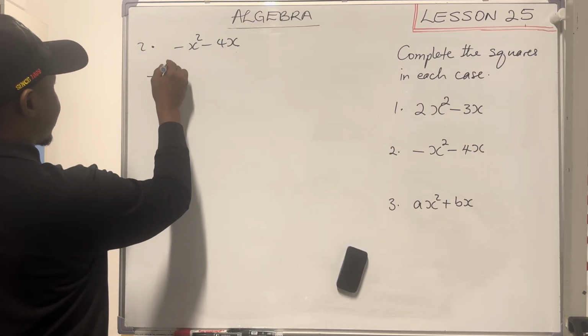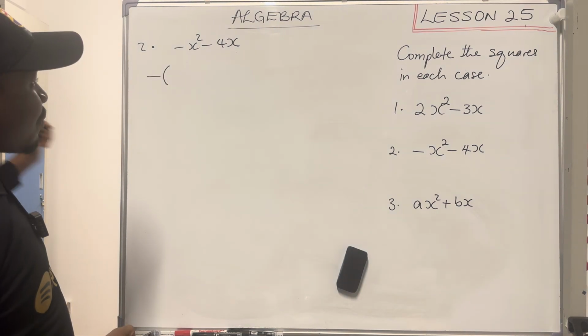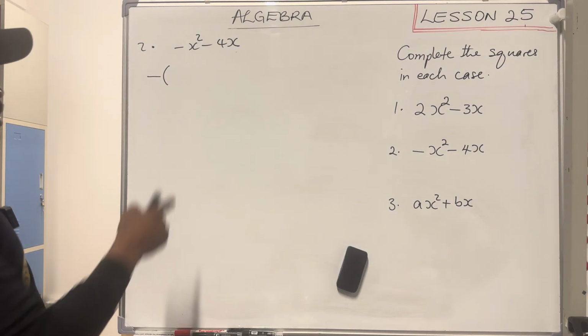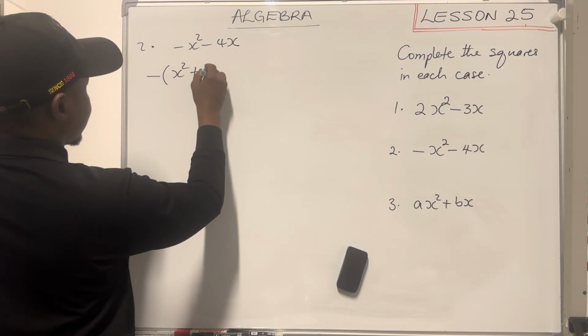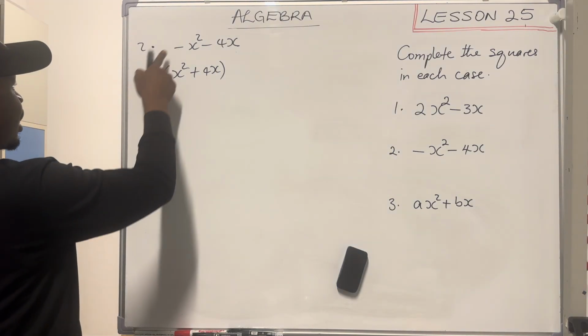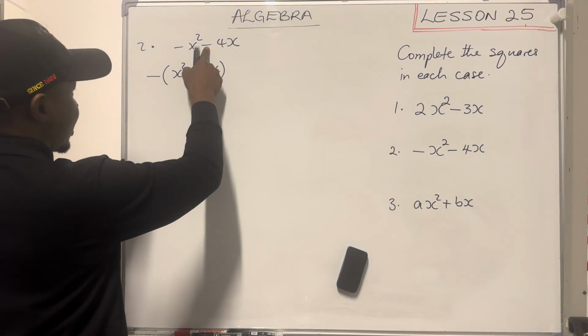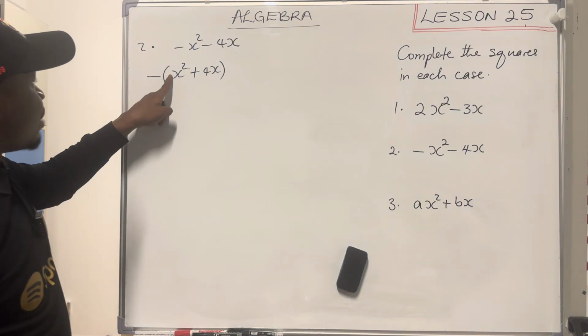Whenever you factor out minus, every sign inside is supposed to change. This one becomes plus. This one becomes plus. Why the change? Because minus times plus is minus. Negative times positive is negative. So now we've succeeded in making it 1.